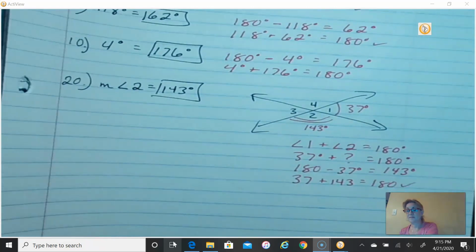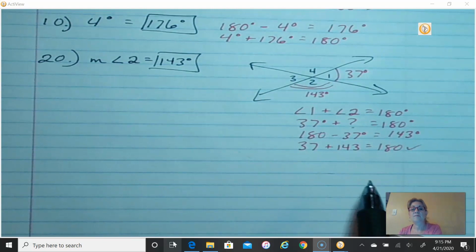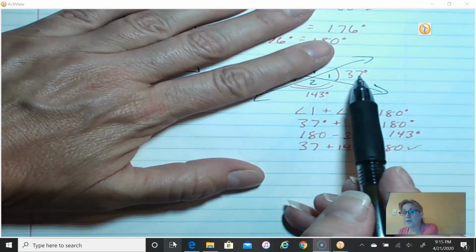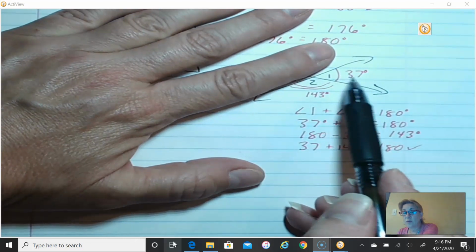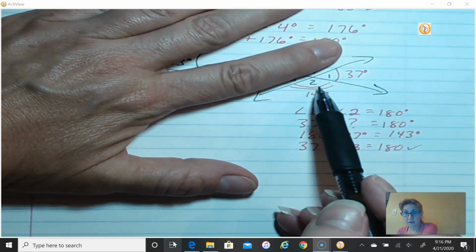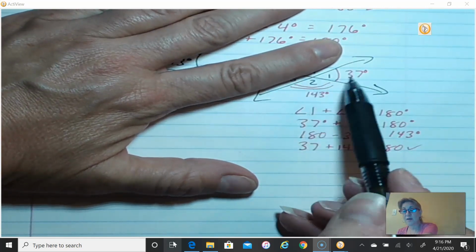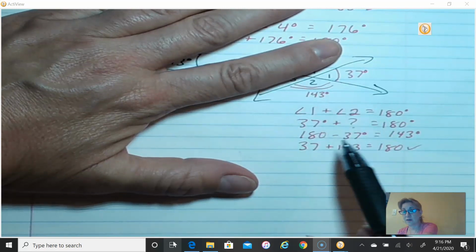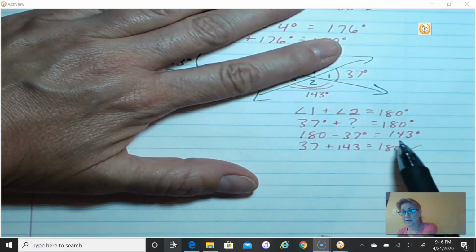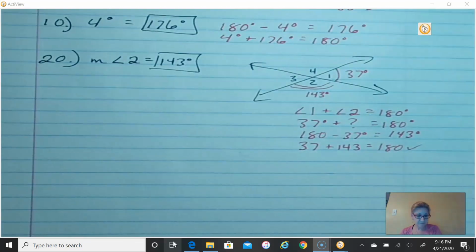Oops, I'm sorry. Okay, so if you need to rewind that, go back and look. They give you in the book angle 1, and it's 37 degrees. And they want to know what angle 2 is. Well, they both form a straight line, which is 180 degrees. All you do is 180 minus 37 gives you 143. So now we know that 2 is 143.